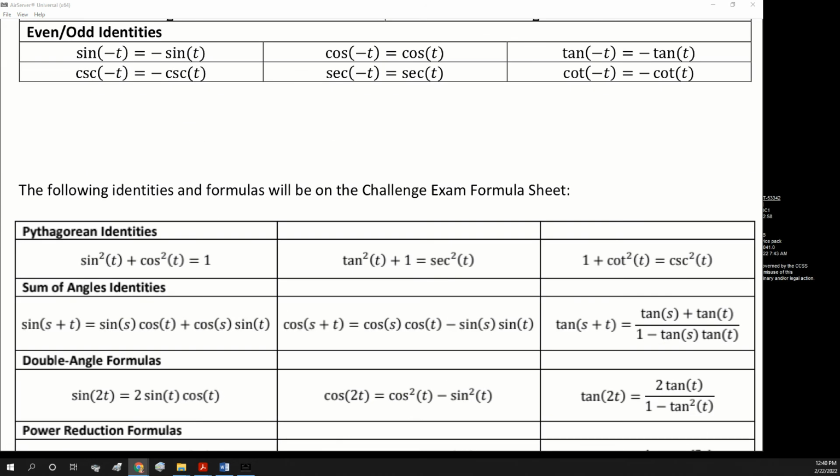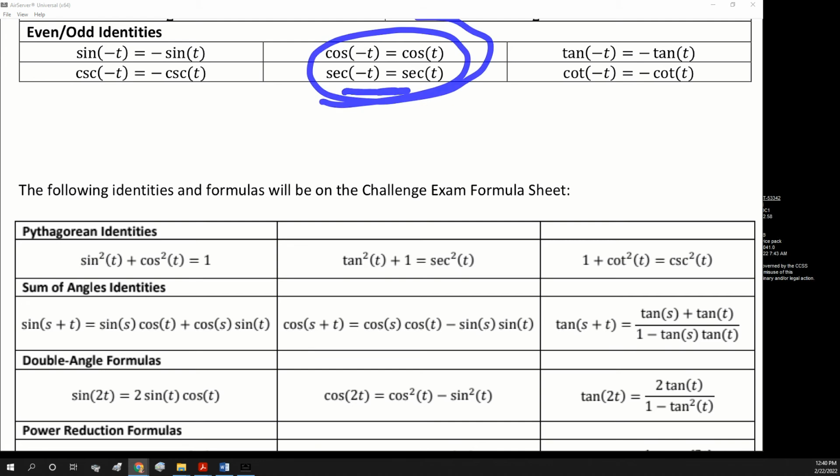So what you need to know about even and odd is there are 2 even functions. Out of the trig functions, 2 are even, 4 are odd. So looking at them, which 2 do you think are even? Which 2 look different than the other 4? Cosine and secant are even.